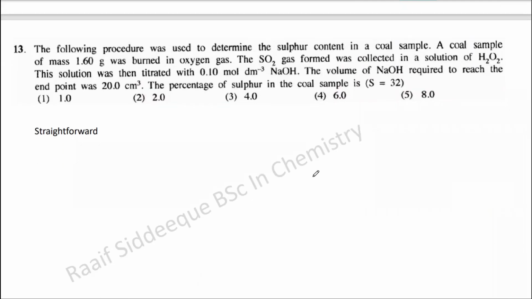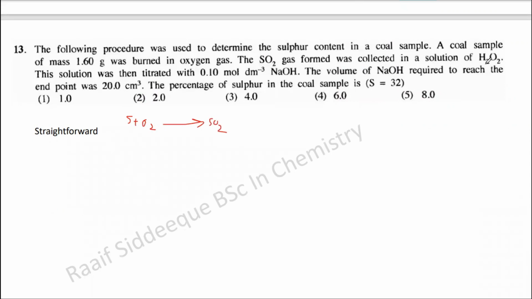Right, so question number 13. The following procedure was used to determine the sulfur content in a coal sample. Sulfur was burned in oxygen gas and SO2 is formed. Sulfur with oxygen forms SO2 gas. So yeah, that is okay then.